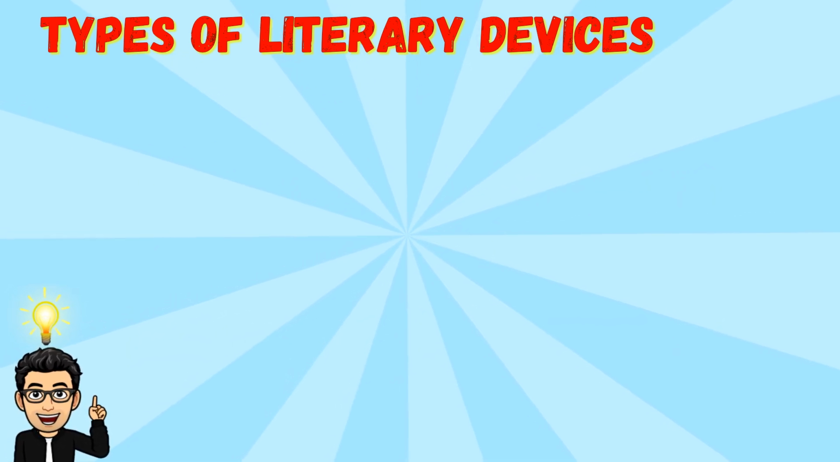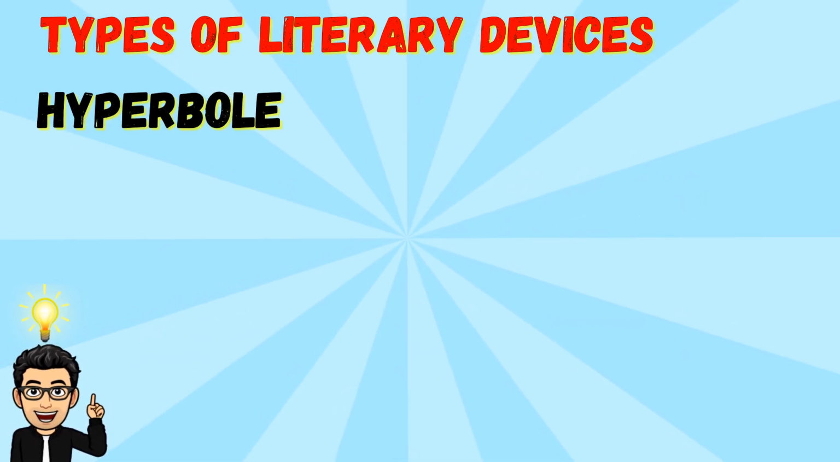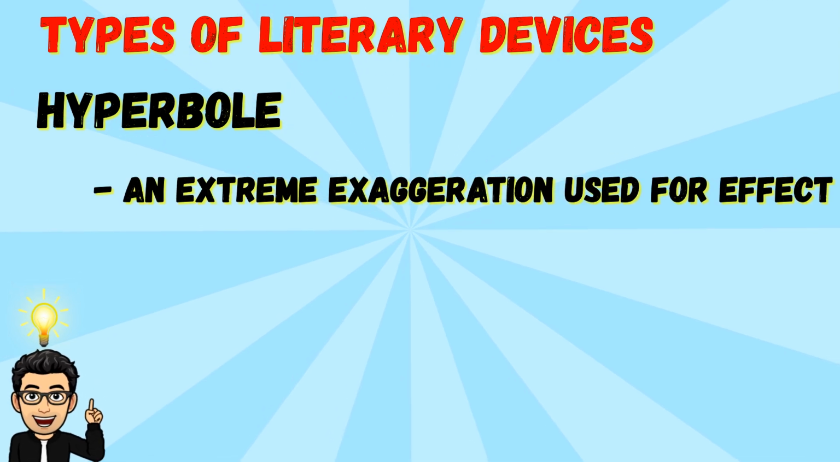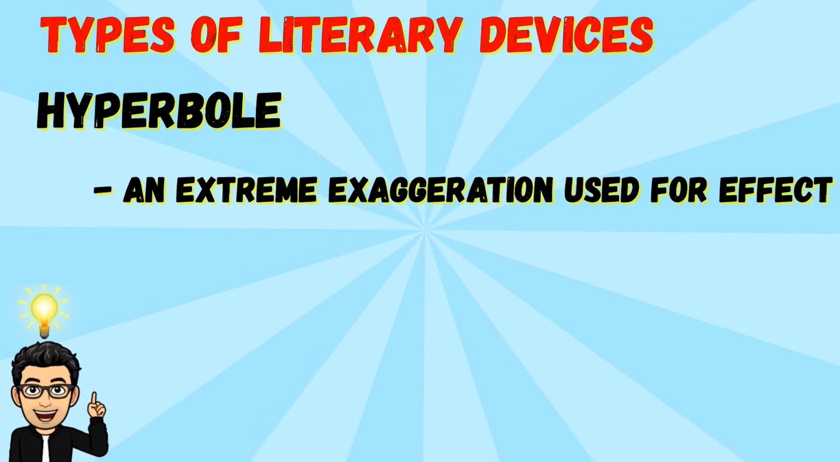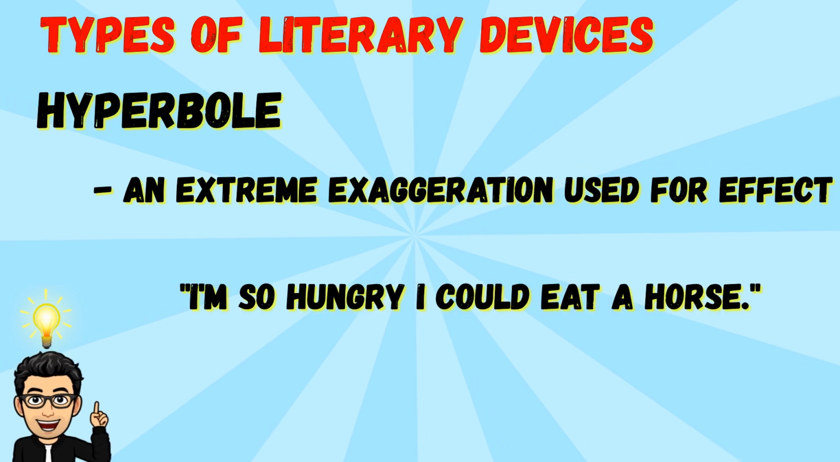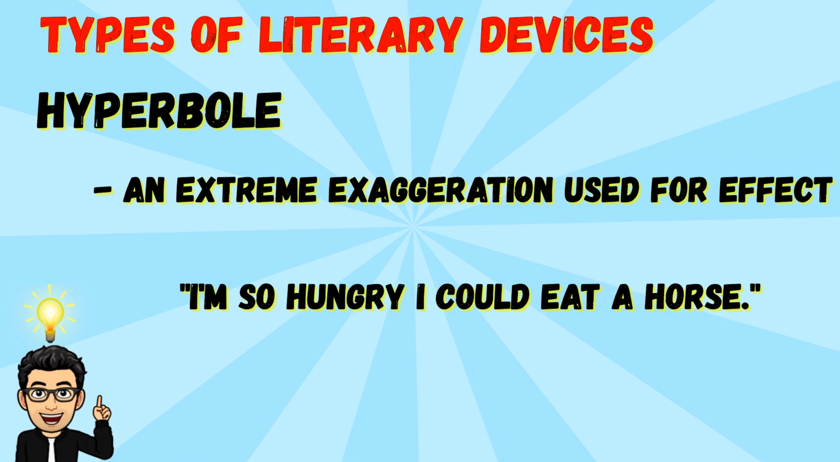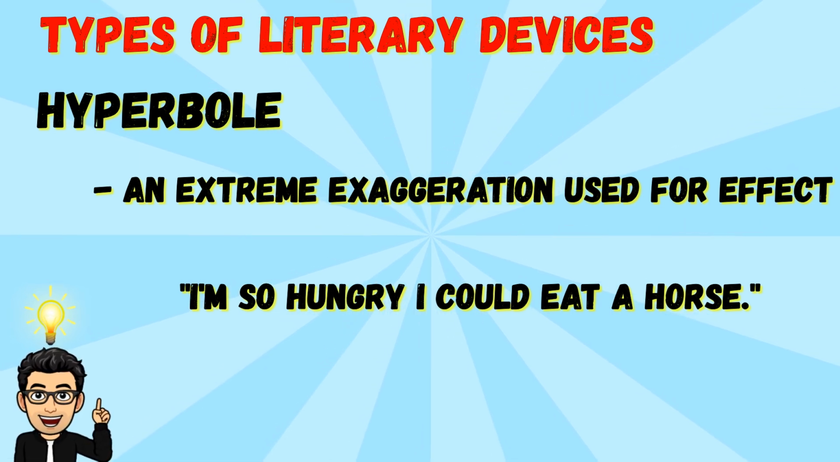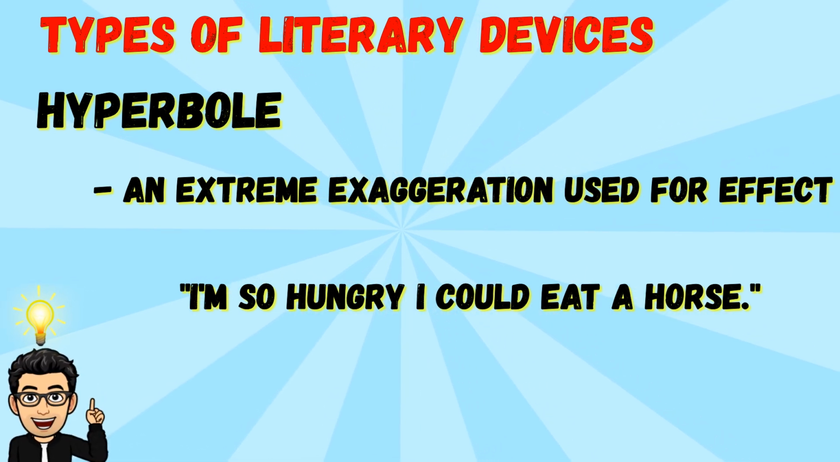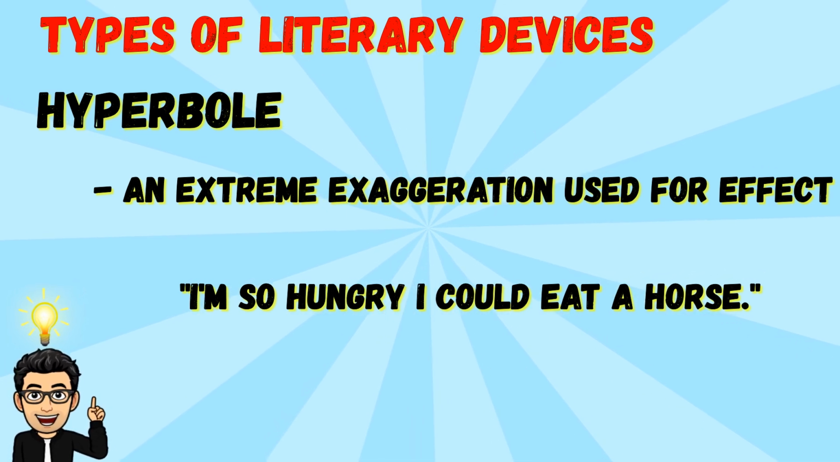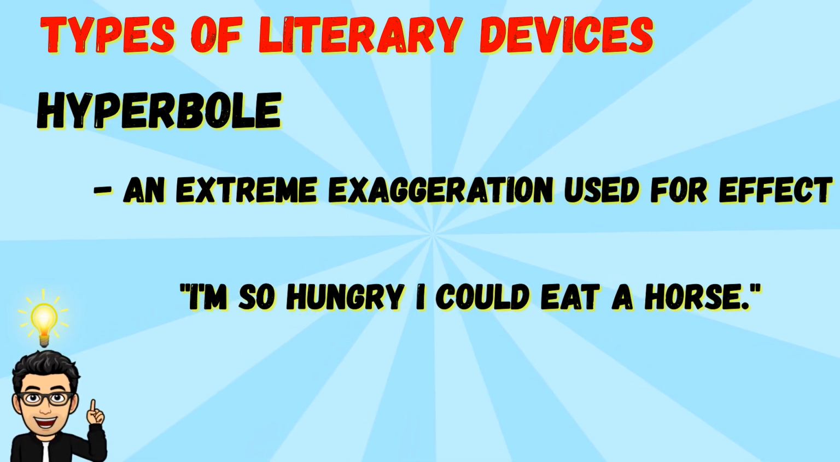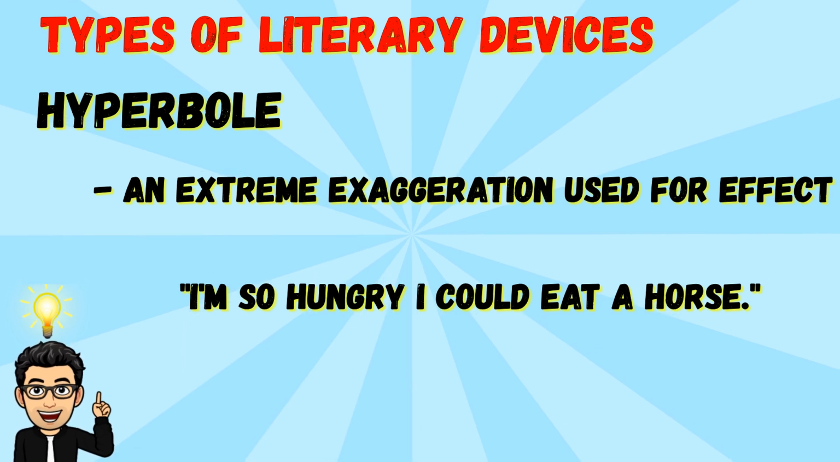We also have hyperbole. Hyperbole is an extreme exaggeration used for effect. A simple example of hyperbole is, "I'm so hungry I could eat a horse." This statement exaggerates the speaker's hunger to an extreme degree, emphasizing how very hungry they feel. The exaggeration is not meant to be taken literally but rather to express the intensity of their hunger.